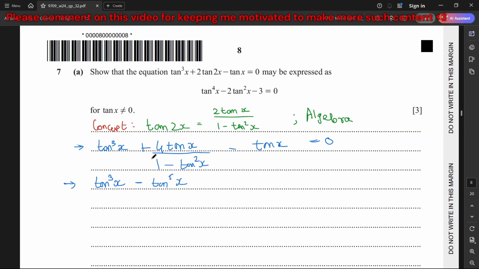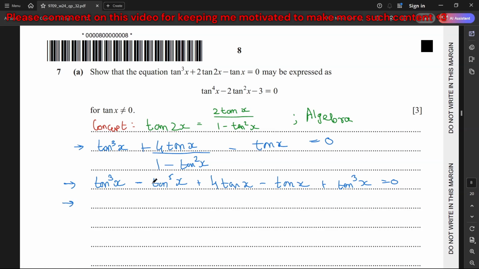Then if I multiply my 1 minus tan square term with this term, this denominator is going to be cancelled out with that term that I'm multiplying. So I'm just left with 4 tan x. Then if I multiply my minus tan x with the 1 minus tan square x, what am I left with? Minus tan x into 1 is minus tan x. And then minus minus becomes plus. tan x into tan square is tan cube.